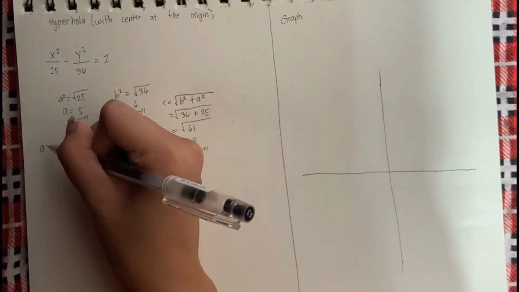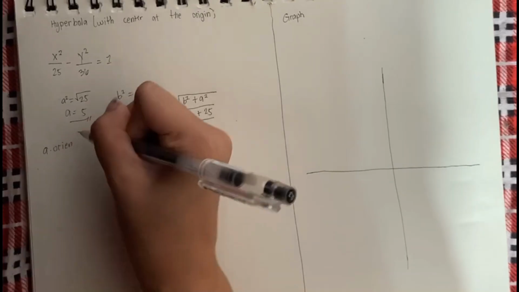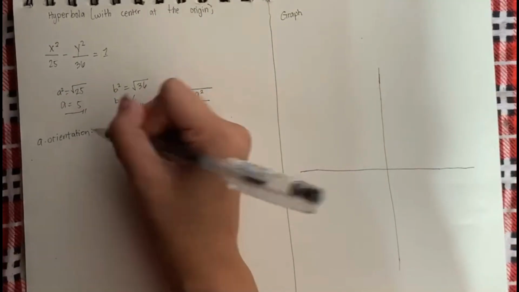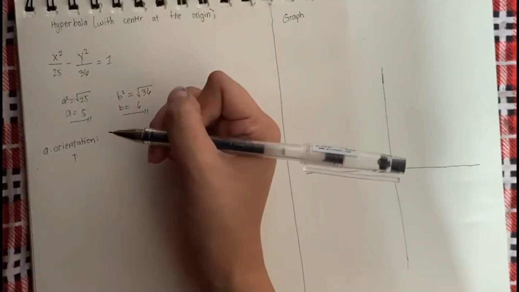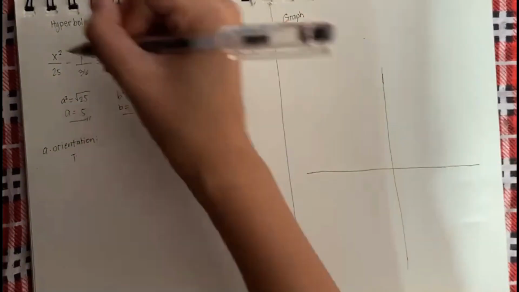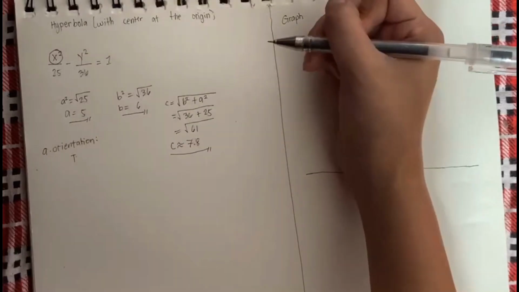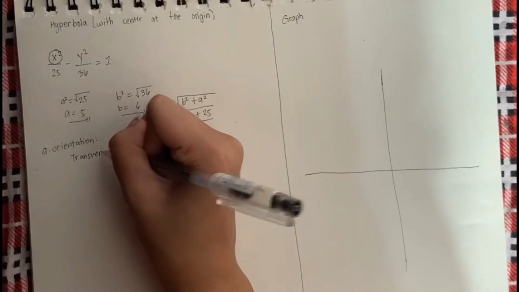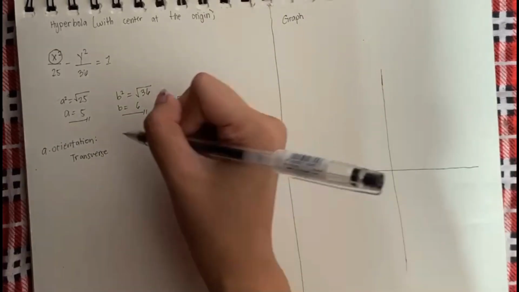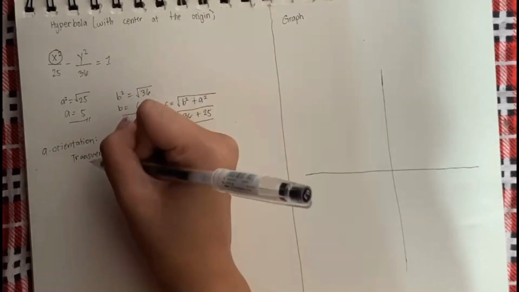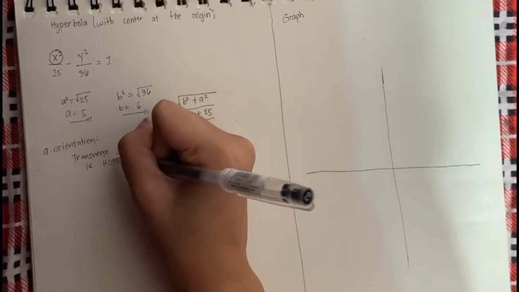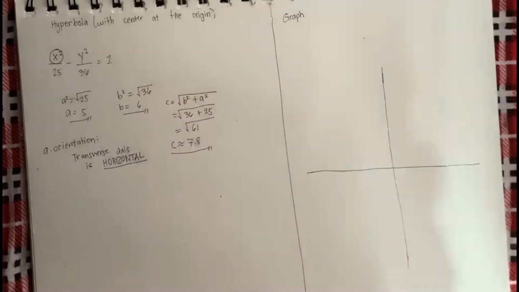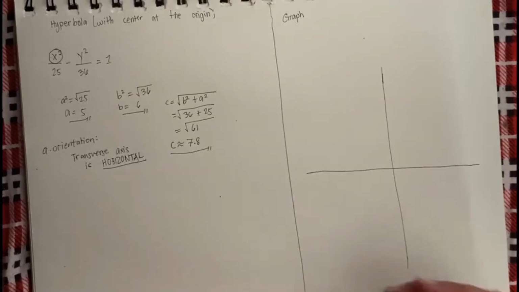So the first thing that we have to look at is the orientation. For the orientation, the first thing to find out is the transverse axis. Which is, if x comes first, meaning the transverse axis would be horizontal, and then if y squared comes first, that would be vertical.